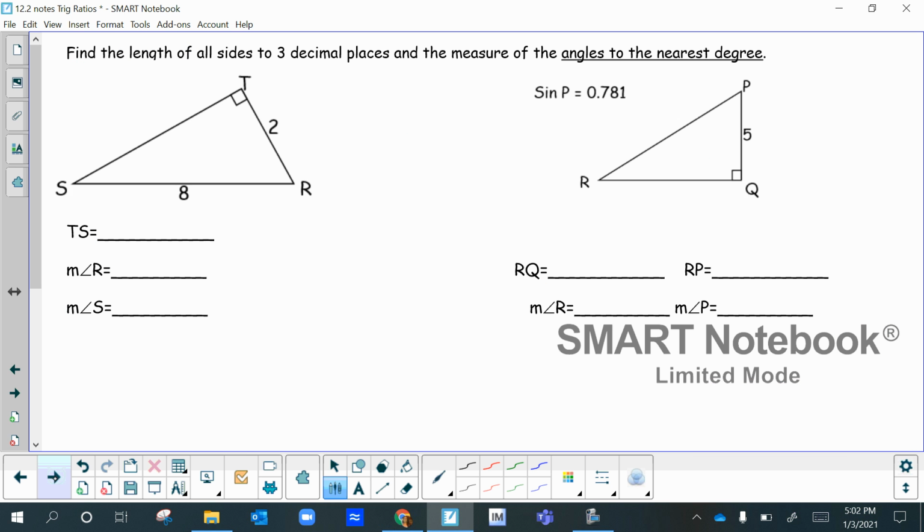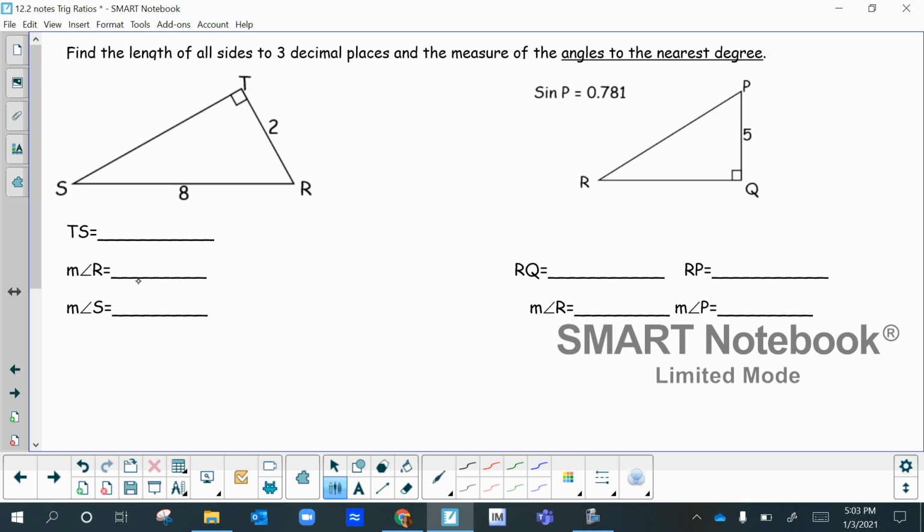So now how will we see it in a problem? Let's look at these right here. This first one says find the length of any of the sides and round to 3 decimal places, and then find the measures of the angles to the nearest degree. So over here, I'm asked to solve for TS and then find the measure of angle R and S.